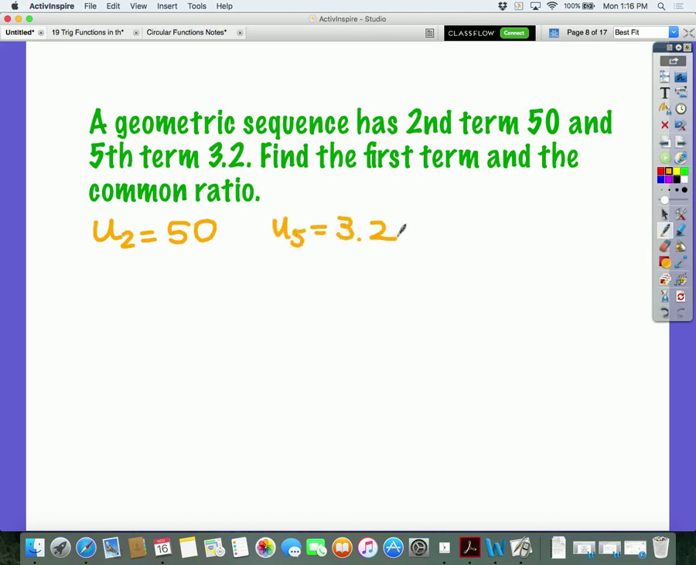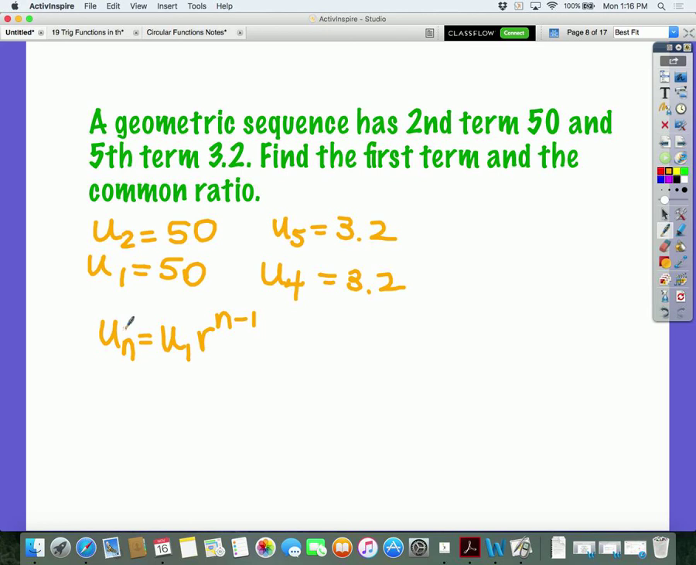Joaquin's saying do the same thing that we did before. Make the second term our first term, which means this 3.2 would turn into our, what term? Fourth term. So I'll use the same setup as before. Ratios.